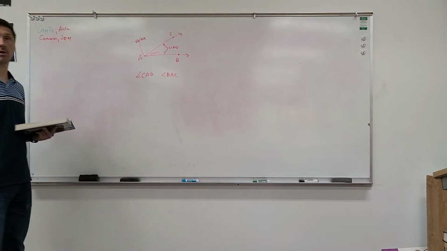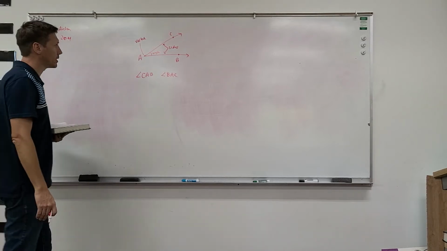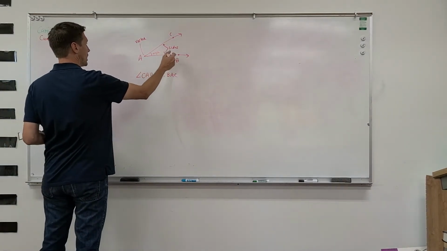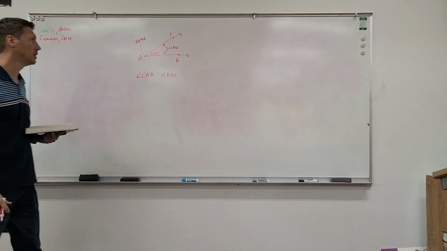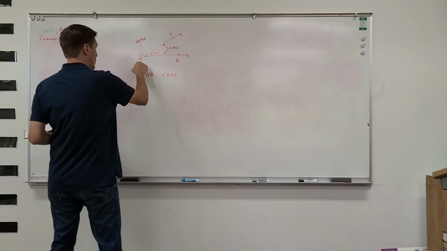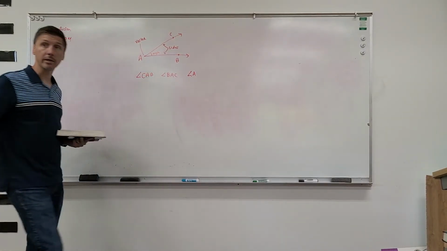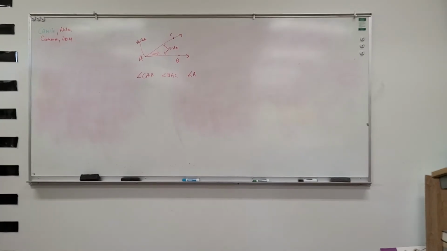Notice with both of those, the vertex always goes in the middle, right? So if you're going to list it like that with 3 points, make sure your vertex is always in the middle. You couldn't say ABC because that would suggest that B was the vertex. So CAB or angle BAC would be acceptable. Or since we've got this point labeled where the vertex is, you could also just say angle A. All right, so any of those would be acceptable ways to define that angle.